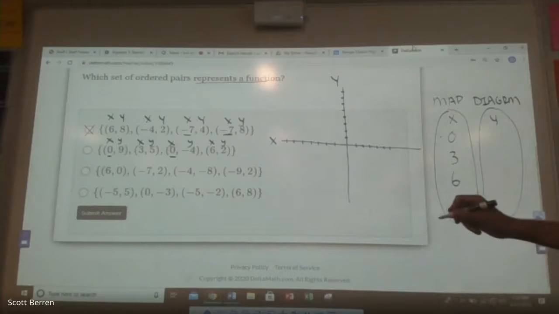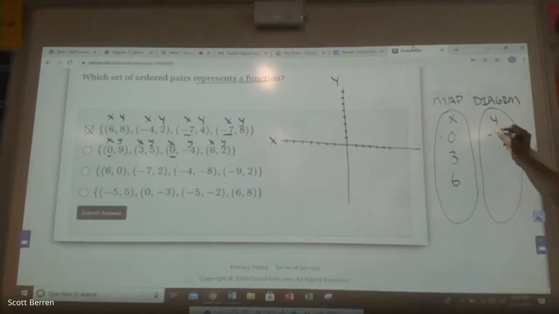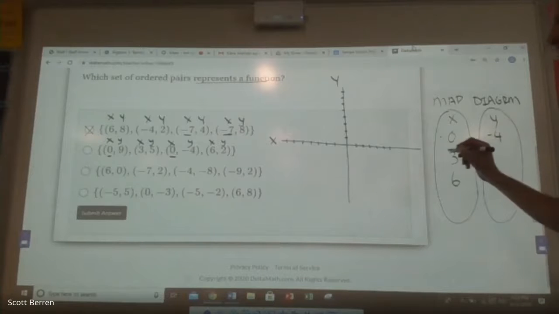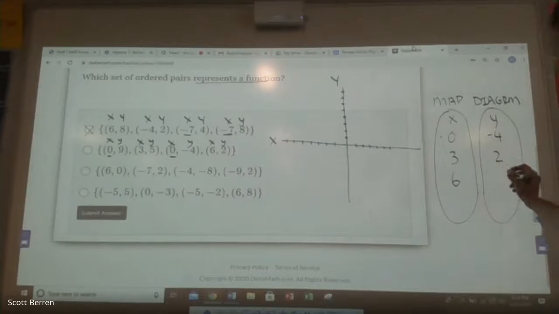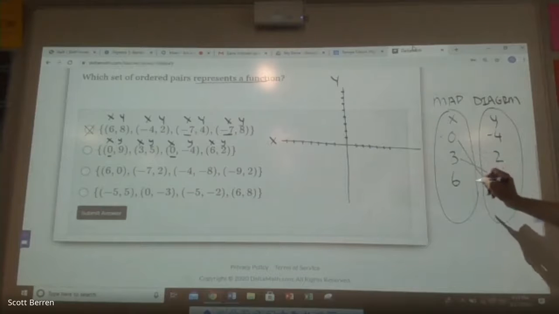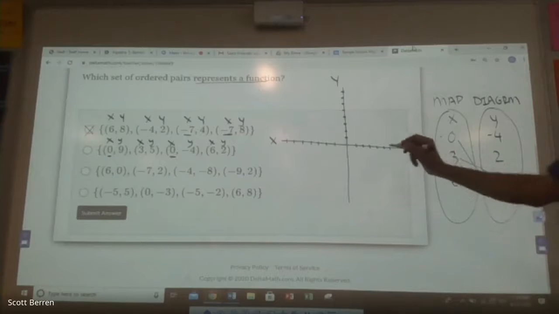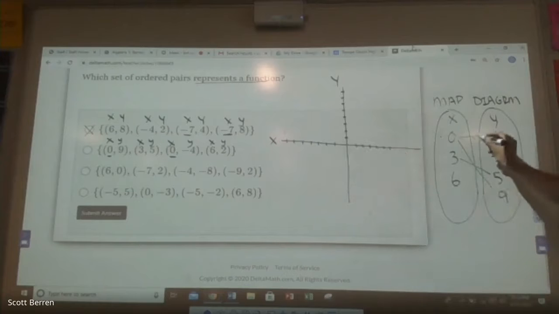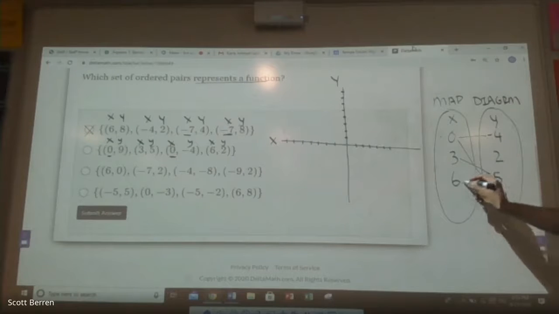What about my y values? I've got 9, 5, -4, and 2. So my smallest y is -4. My next smallest y is 2. My next smallest y is 5 and 9. So 0 goes with 9. 3 goes with 5. 0 goes with -4. And 6 goes with 2.